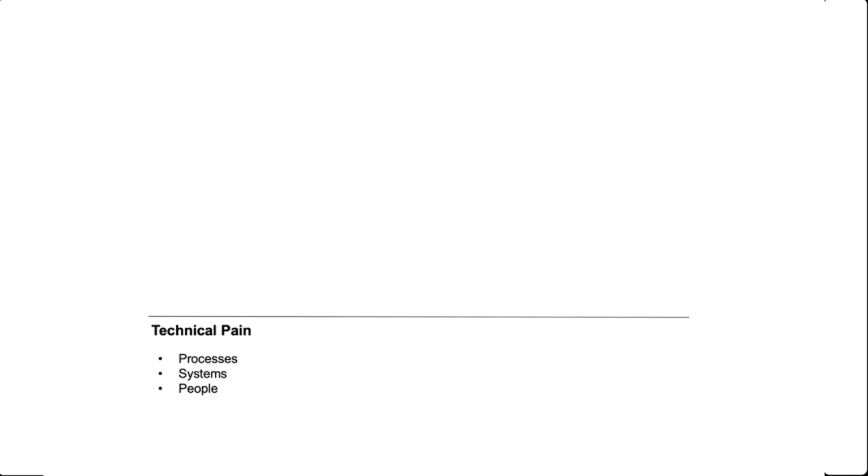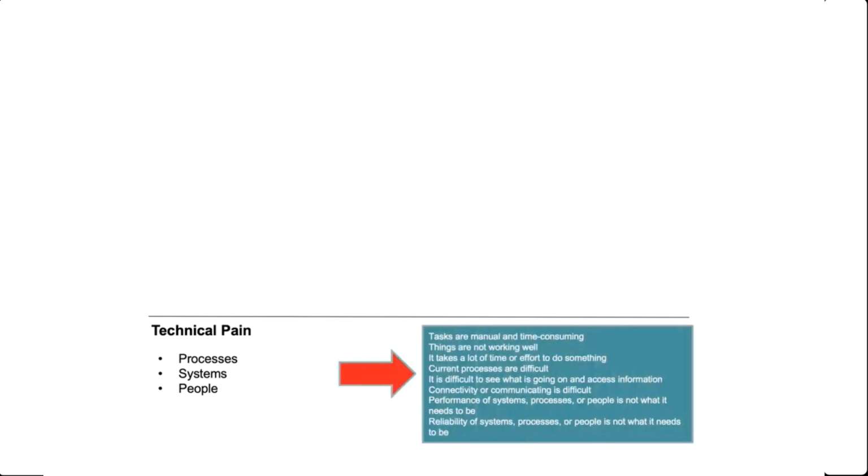And so just like there's technical value, there's technical pain. And these are challenges or issues that your prospect can experience in terms of processes not working well, or systems, or people. And so some examples are tasks are manual, time consuming, things aren't working well, processes are difficult, connectivity, communicating is difficult, performance isn't good.